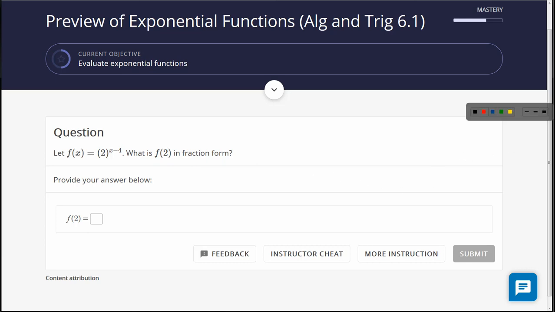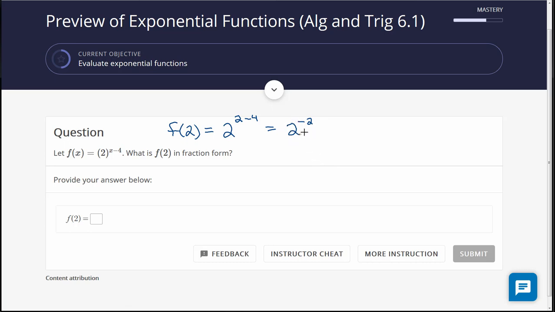Let's just plug it in. So f of 2 is going to be, okay, I have a 2. There are too many 2's in this problem. The 2 is the base, and everywhere I see an x, I'm going to replace it by 2, and then we've got the minus 4. So 2 minus 4 makes a negative 2. So that's 2 to the negative 2.